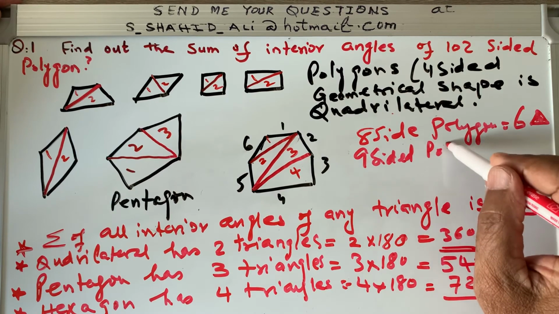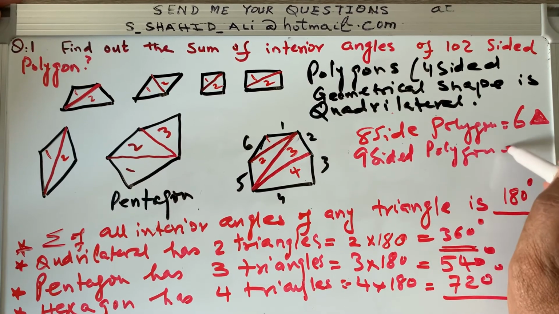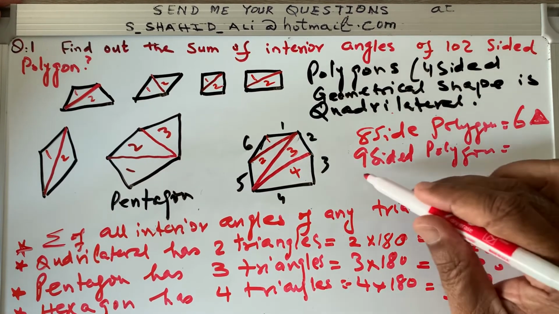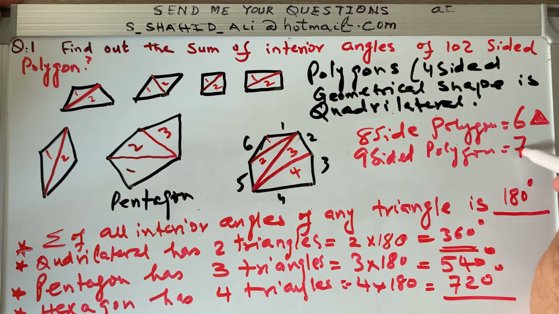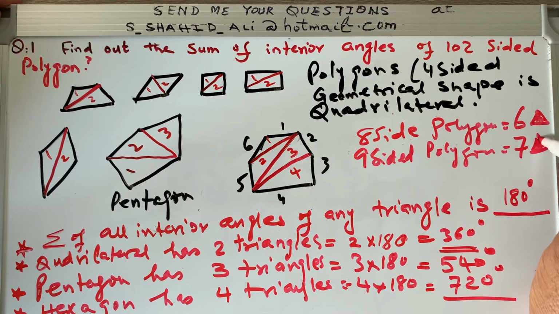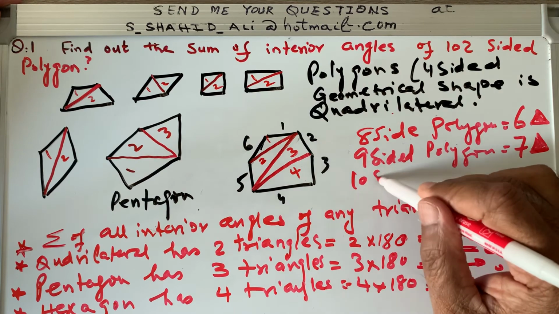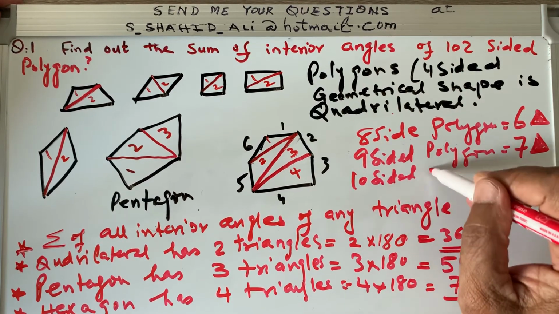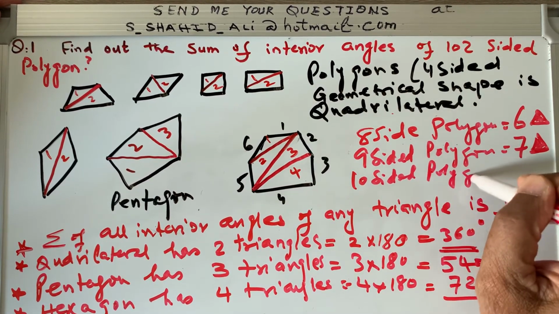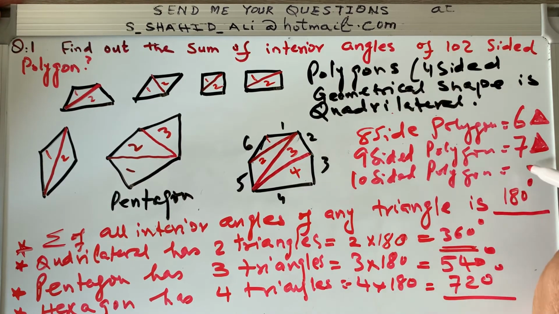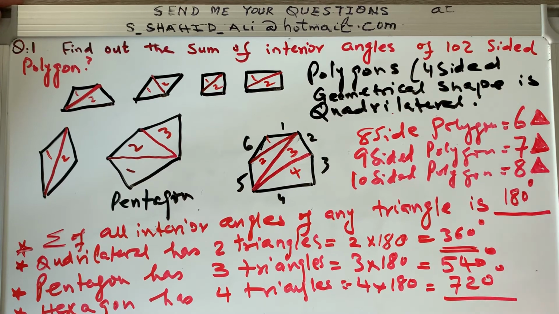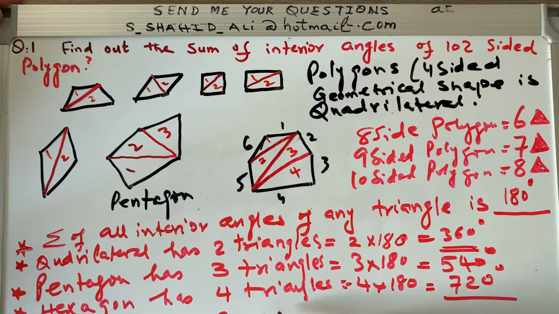So a 9-sided polygon has 9 minus 2, 7 triangles, right? So a 10-sided polygon has 10 minus 2, 8 triangles. So that means we can generalize that, okay, if I want to get the number of triangles from the number of sides, I can do 2 plus s minus 4.